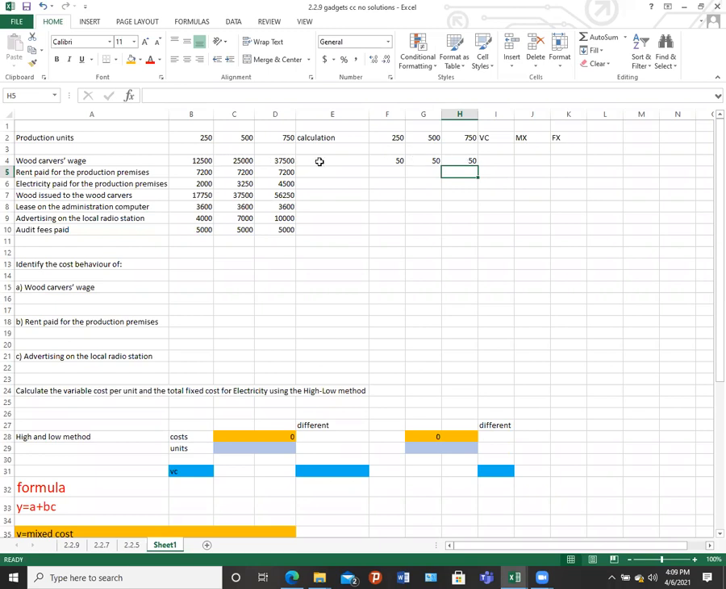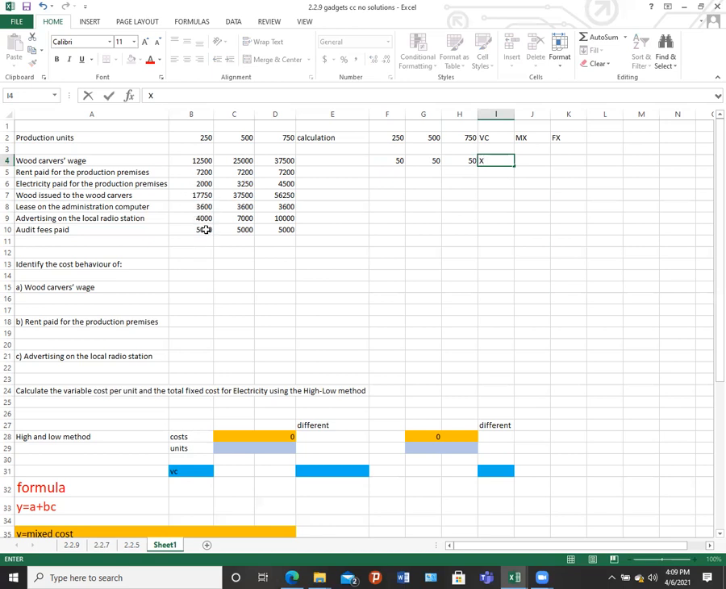Ne? The definition for variable cost, guys, it says the total cost changes, which this is the total cost, guys. It changes in the same proportion with the units produced. And the cost per unit is this one. It remains the same, which means it meets the definition of variable cost, guys. And then the definition of fixed cost, guys: the total remains the same.